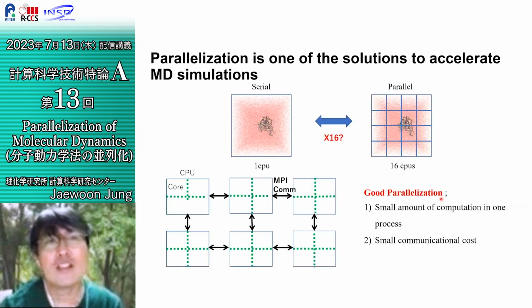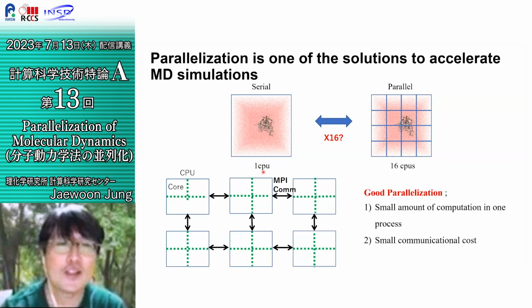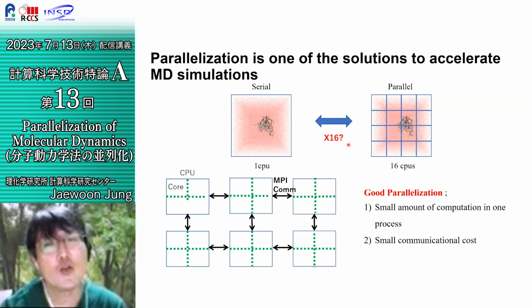So the concept of parallelization is very simple. Just accelerate the overall speed by reducing the computational cost in each processor. Just assume that we calculate all of the interaction using one CPU. If we consider 16 times larger number of CPUs, can we accelerate the speed by 16 times? Then, if it's possible, we can make use of parallel computation.